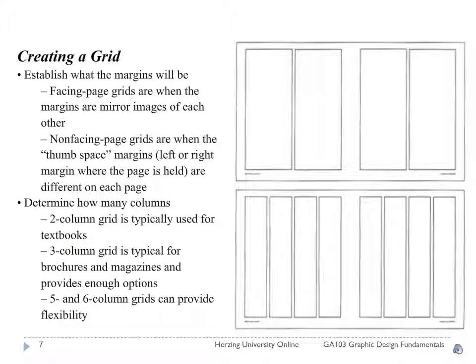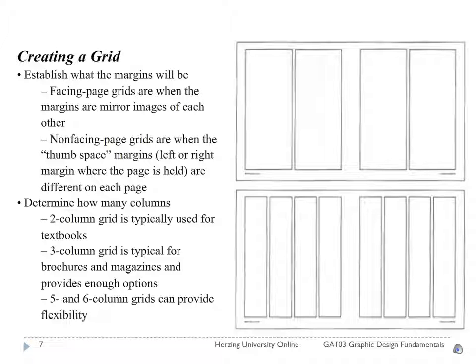When creating a grid, you want to do the following. Establish what the margins will be. Facing page grids are when the margins are mirror images of each other. Non-facing page grids are when the thumb space margins, the left or right margin where the page is held, are different on each page. You want to determine how many columns you will need.